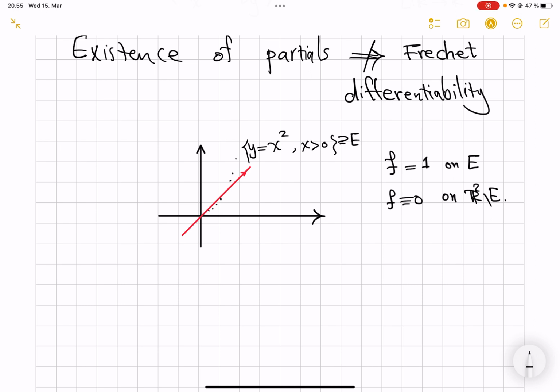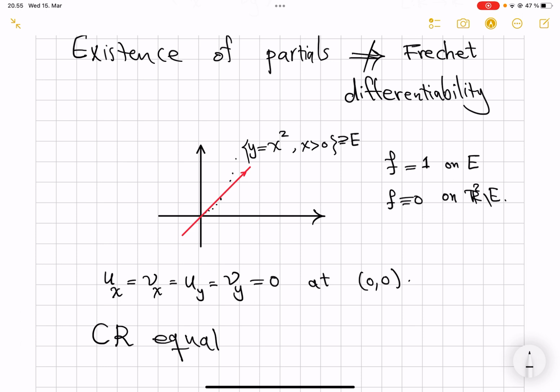And from that, you can see that partials of u and v are all equal to 0 at the origin. It's even more than that: every directional derivative is 0. So all directional derivatives exist. They linearly depend on the direction v you take. Moreover, the Cauchy-Riemann equations hold, as you can see in this case.